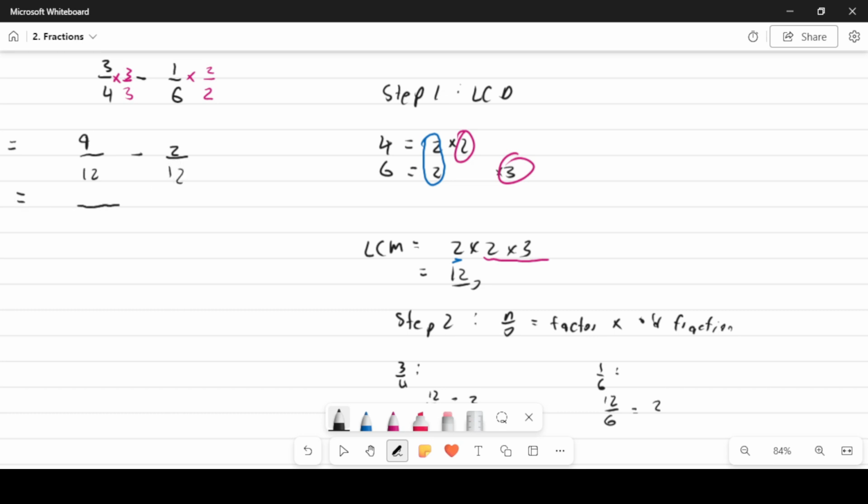Since the denominators are the same, I can simply add or subtract the numerators. But in this case, I have to subtract, so it'll be 9 minus 2. And 9 minus 2 is 7 over 12. And that's basically how you solve this question.